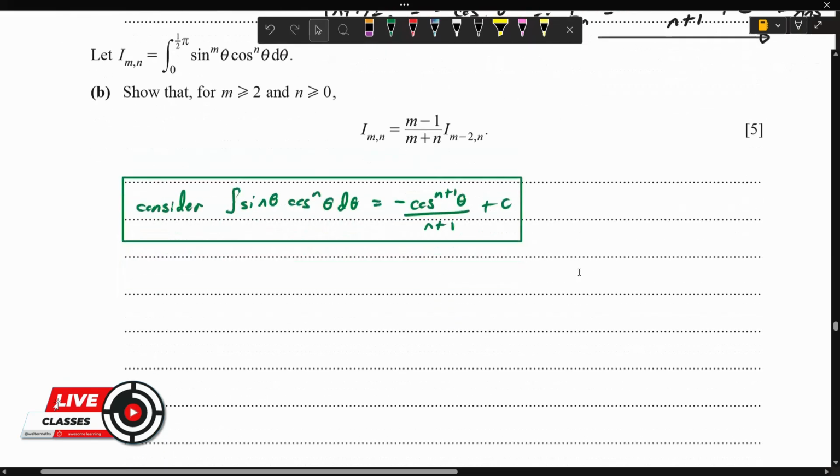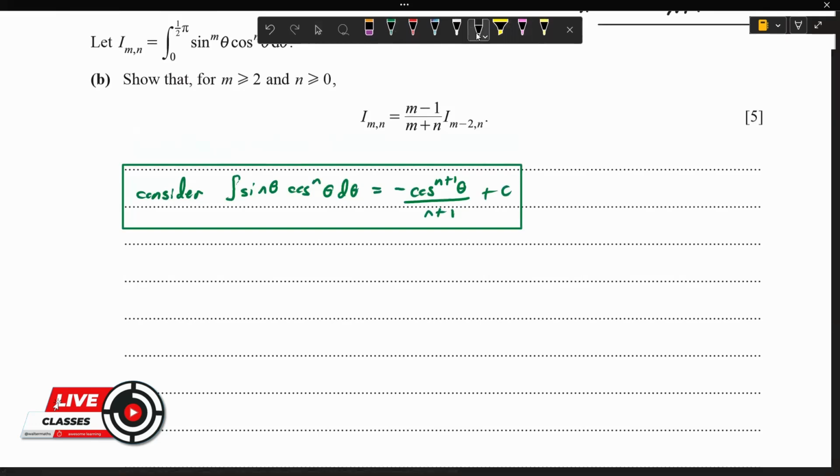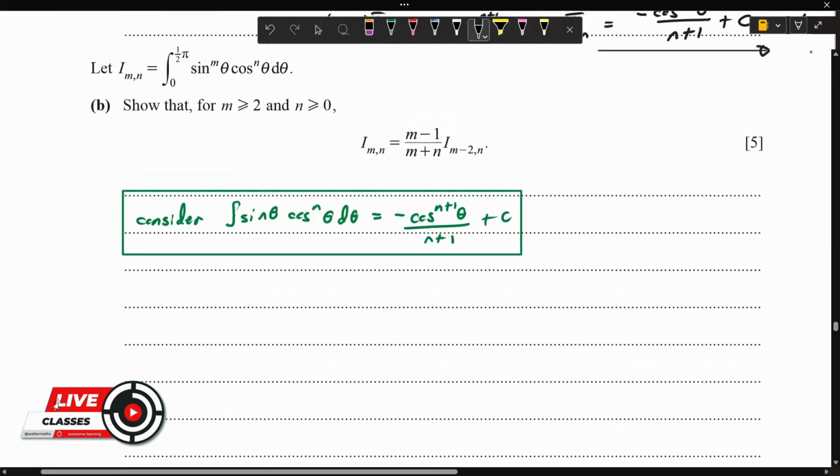All right. So basically, let me move this down a little. So we will be saying here, for what we've been given, all right? Because the question here is talking about I sub m,n being equal to the integral from 0 up to a half pi of sine to the m of theta cos to the n of theta with respect to theta.